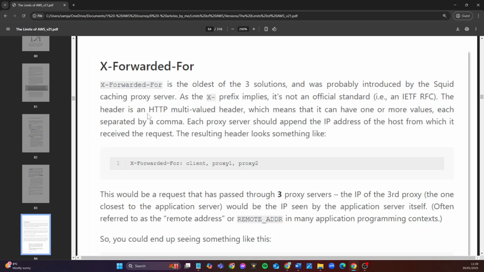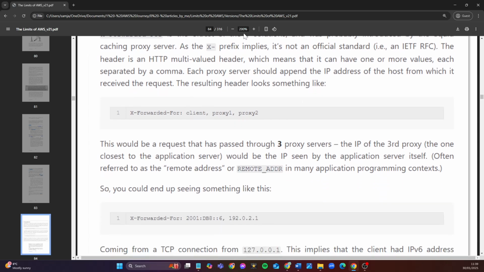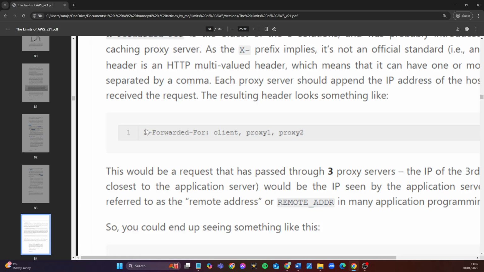The header is an HTTP multi-valued header. So many values in the header, which means that it can have one or more values, each separated by a comma. Each proxy server should append the IP address of the host from which it received the request. The resulting header looks something like this. So this is what it looks like. We'll have uppercase X, X-Forwarded-For with dashes, then a colon, and then client, comma, proxy 1, comma, proxy 2.